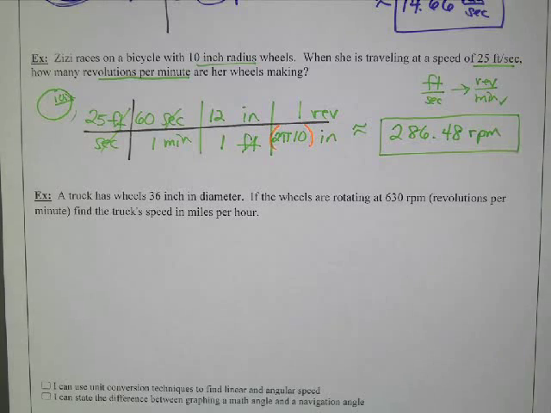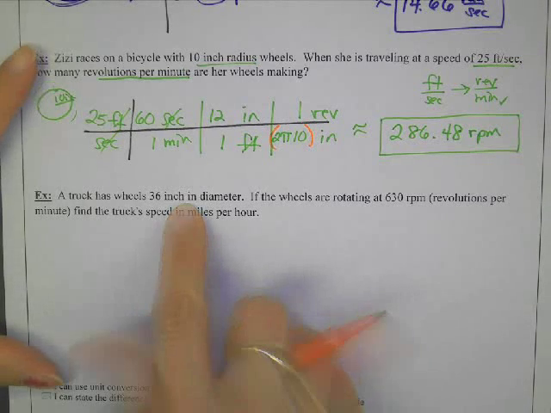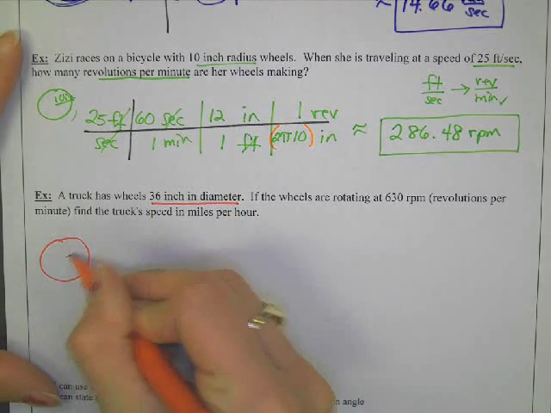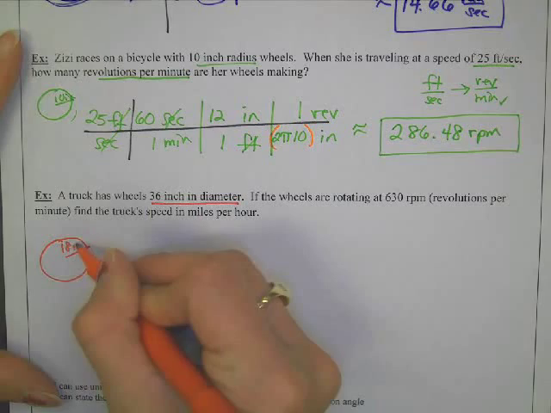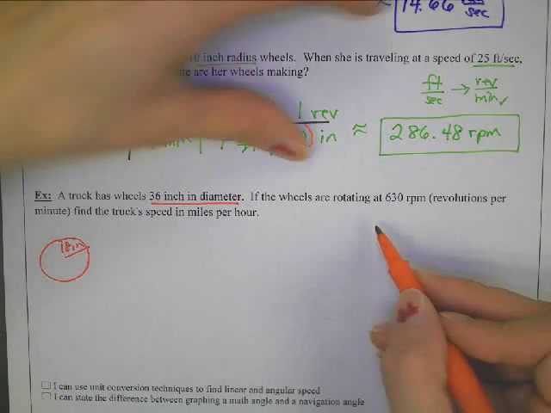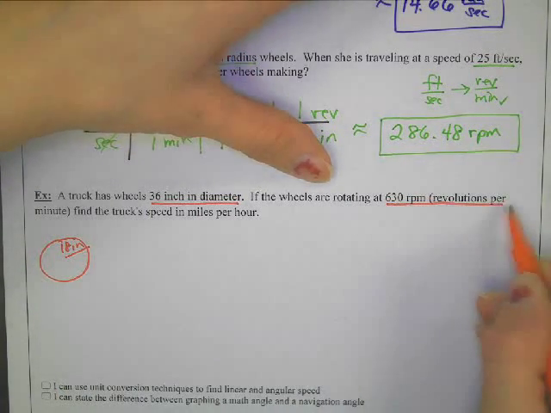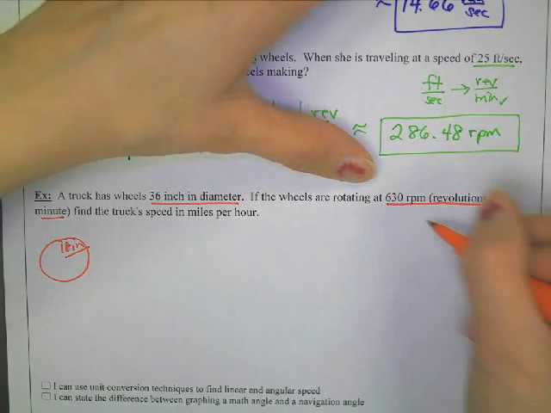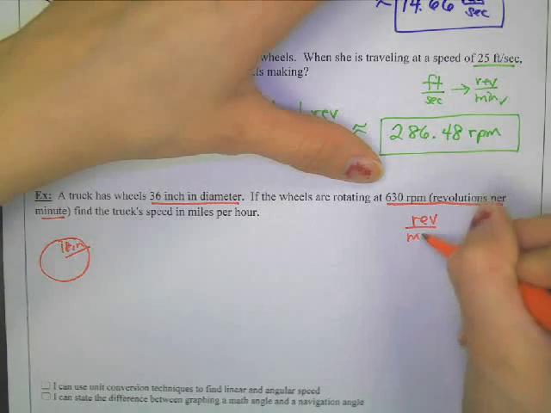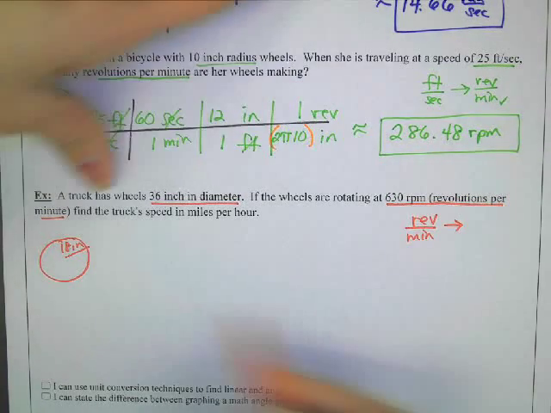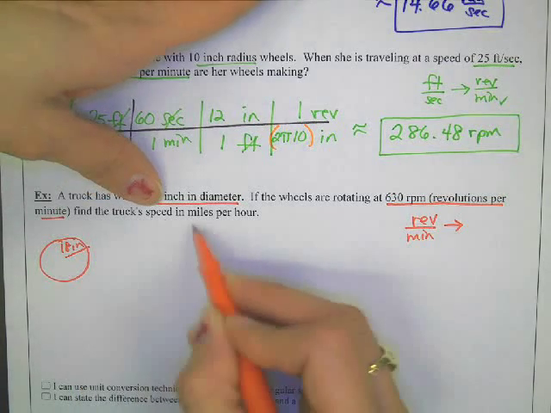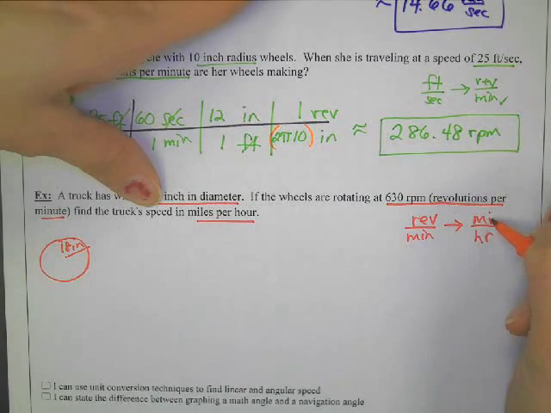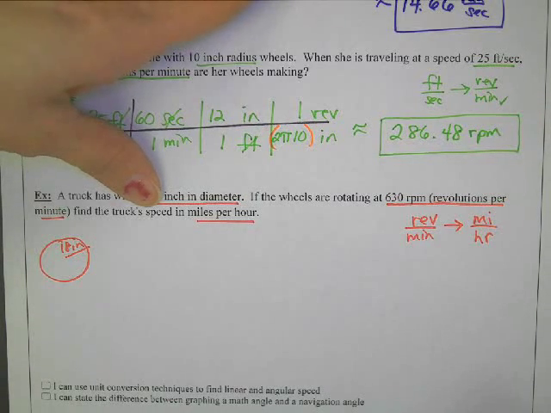A truck has wheels that are 36-inch, oh, careful, diameter. So let's go ahead and draw our circle with a radius of 18 inches. Okay, the wheels are rotating at 630 RPMs, revolutions per minute. I think it's time to stop telling you that. You should know that. So we have revolutions per minute, and we're going to convert that into, let's see, the speed in miles per hour. Miles per hour. Make sure you put MI because M means meters.